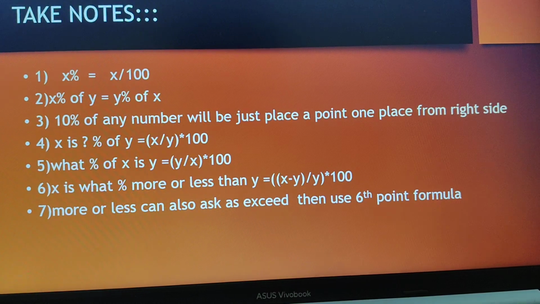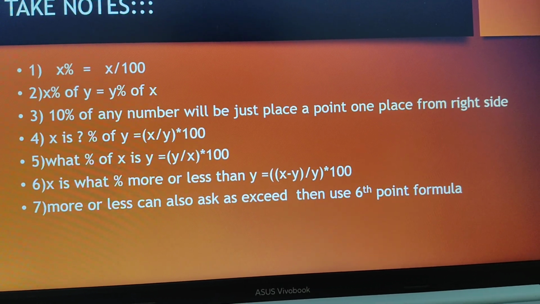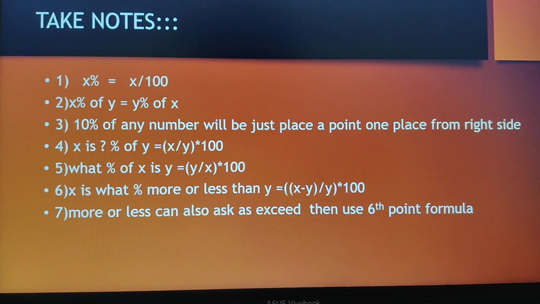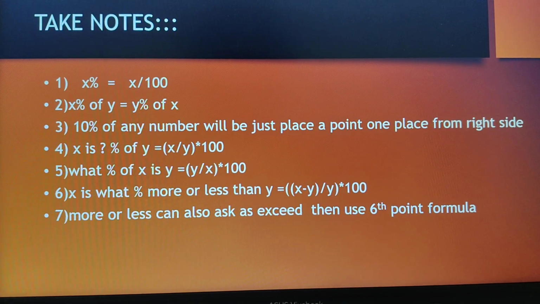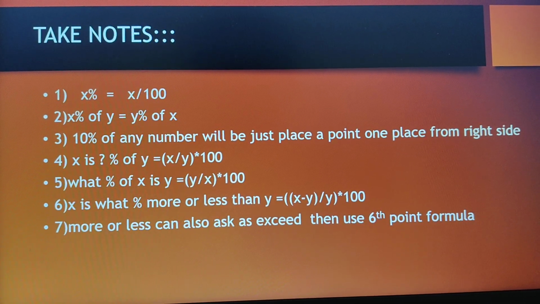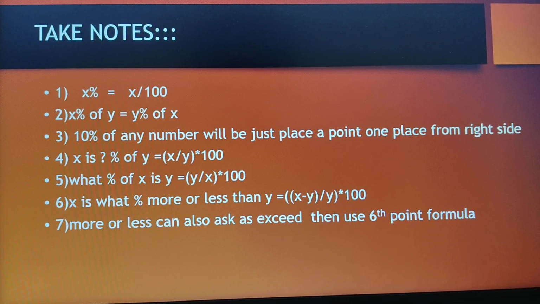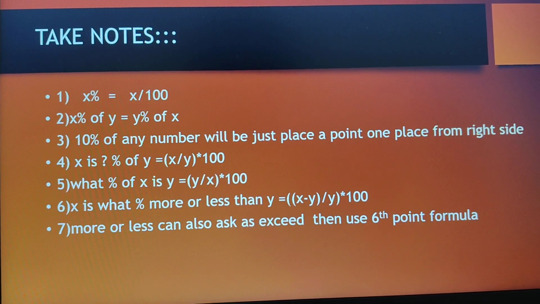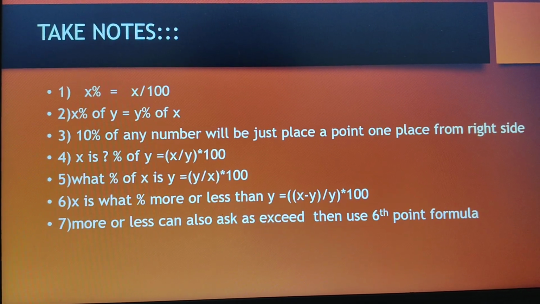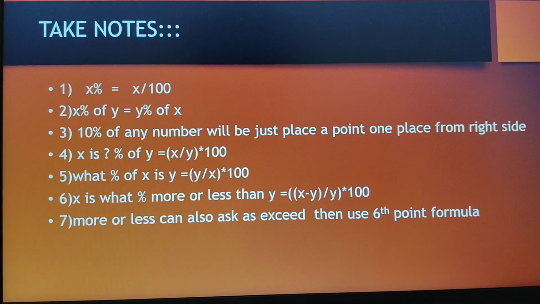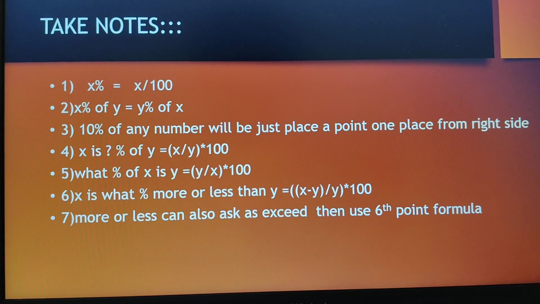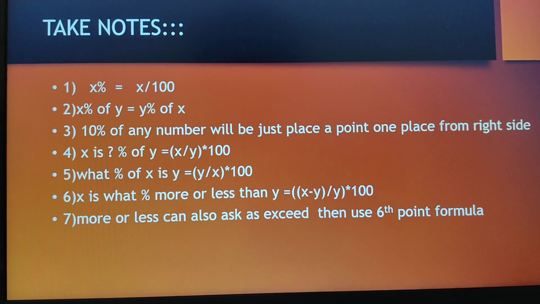First one is x percentage. What is x percentage? X by 100. Second one, x percentage of y is equal to y percentage of x. Those both values will be equal. So we could use x percent. If the question is given x percentage of y, you could convert the question into y percentage of x. Which one is simple for you? You could do in that method. That is the second point. Third point is finding 10 percentage of any number. So that even if difficult percentages are given, you need to find first 10 percentage of it and then find the remaining part. This is the third point.